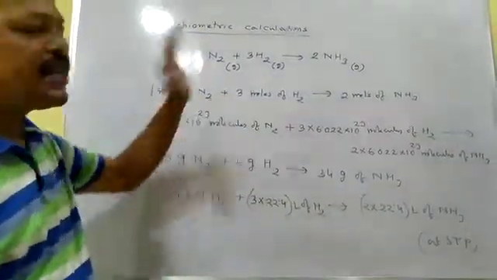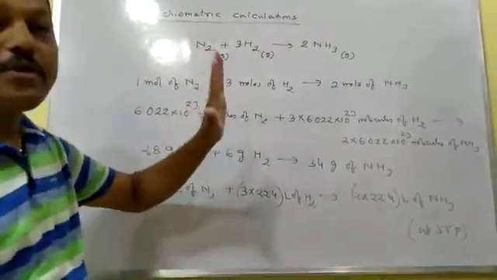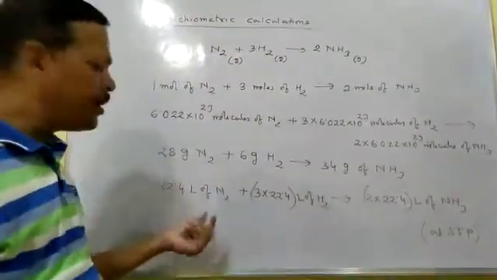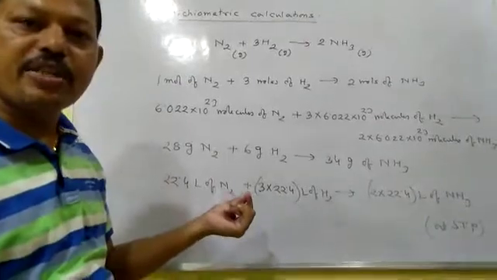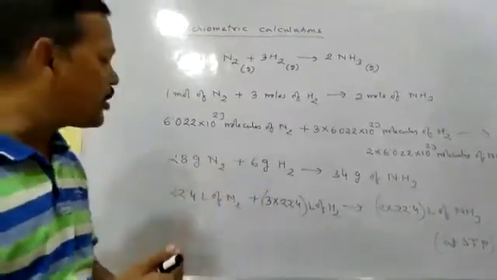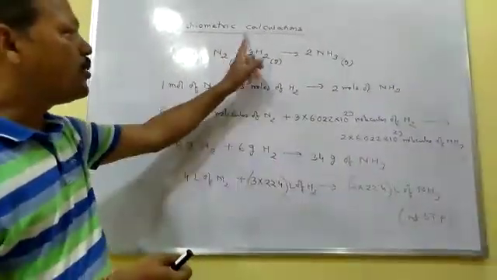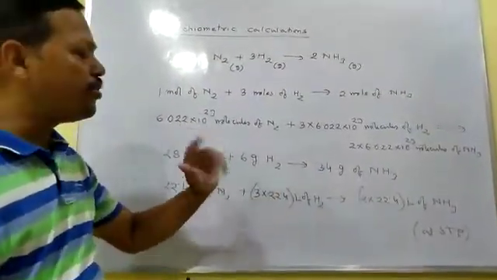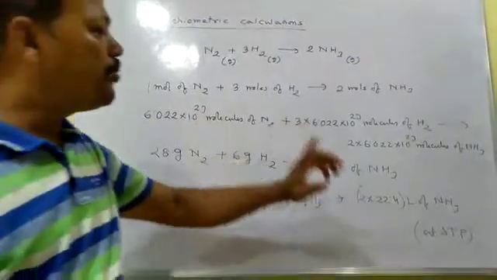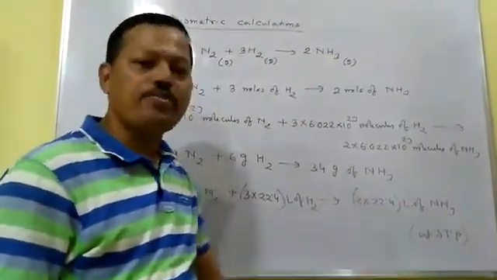And since these are gases, and if the reaction is carried out at STP, then you can apply this 22.4 liter concept also. I mean, you can apply the volume concept also. 1 mole nitrogen means 22.4 liters of nitrogen. 3 moles hydrogen means 3 into 22.4 liters of hydrogen. 2 moles ammonia means 2 into 22.4 liters of ammonia.